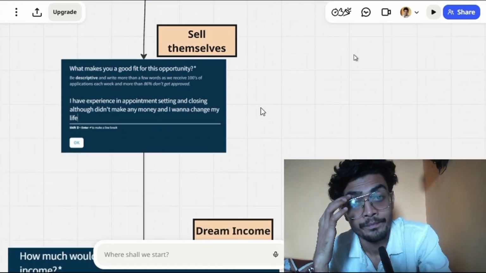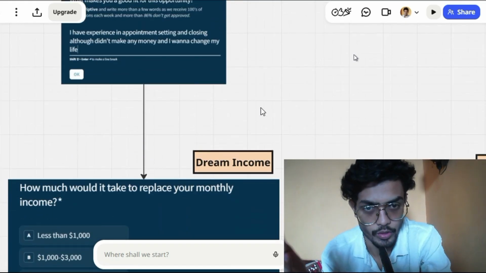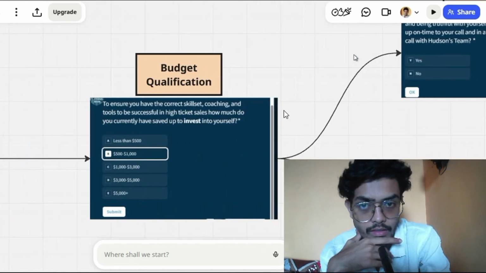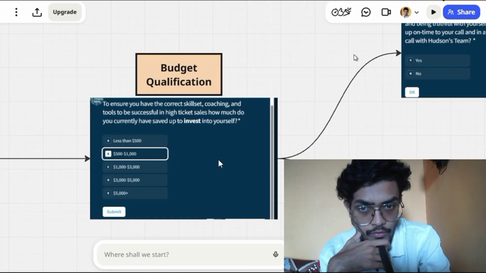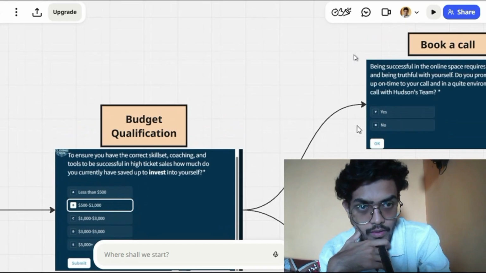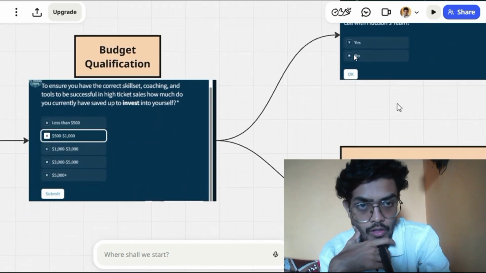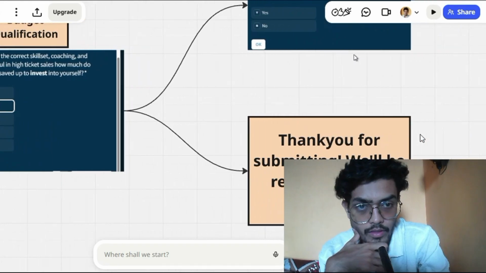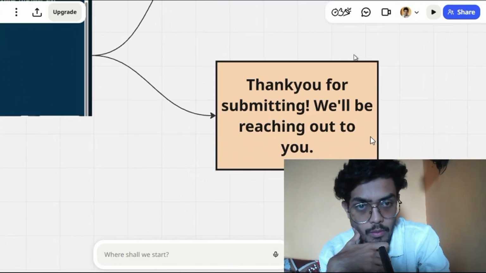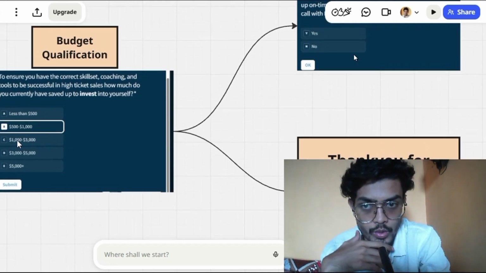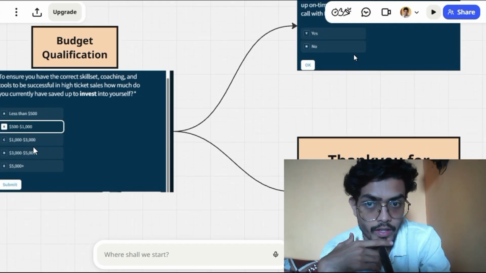Another question he asks is their dream income, how much they want to make, and then he qualifies the budget. Here's the interesting thing: if you select less than 500 or 500 to 1000, you don't go to the booking call. You go to a page that says, "Thank you for submitting. We will be reaching out to you." Basically, you are unqualified. To get qualified, you would have to choose 1000 to 3000 or anything above this, so options C, D, and E.